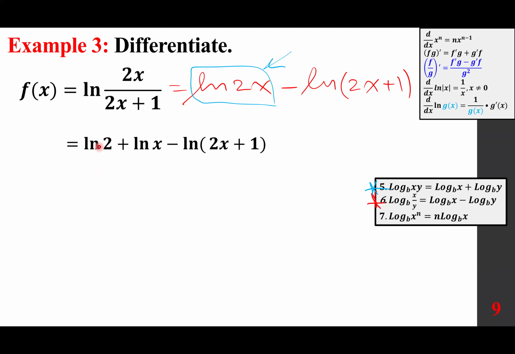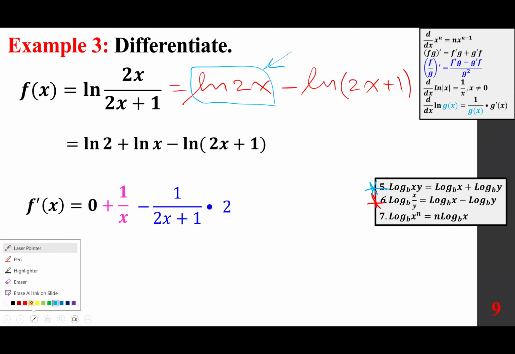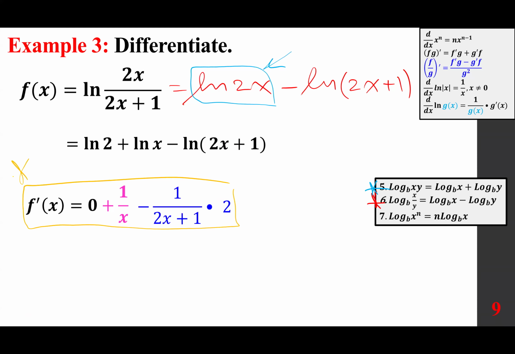ln 2, that's a number. The answer is 0. ln x, 1 over x, minus ln of 2x plus 1, just flip it over first, by the chain rule times g prime, the derivative of the argument of the log, which is 2. And I'm going to box this. This is the only calculus step, everybody.